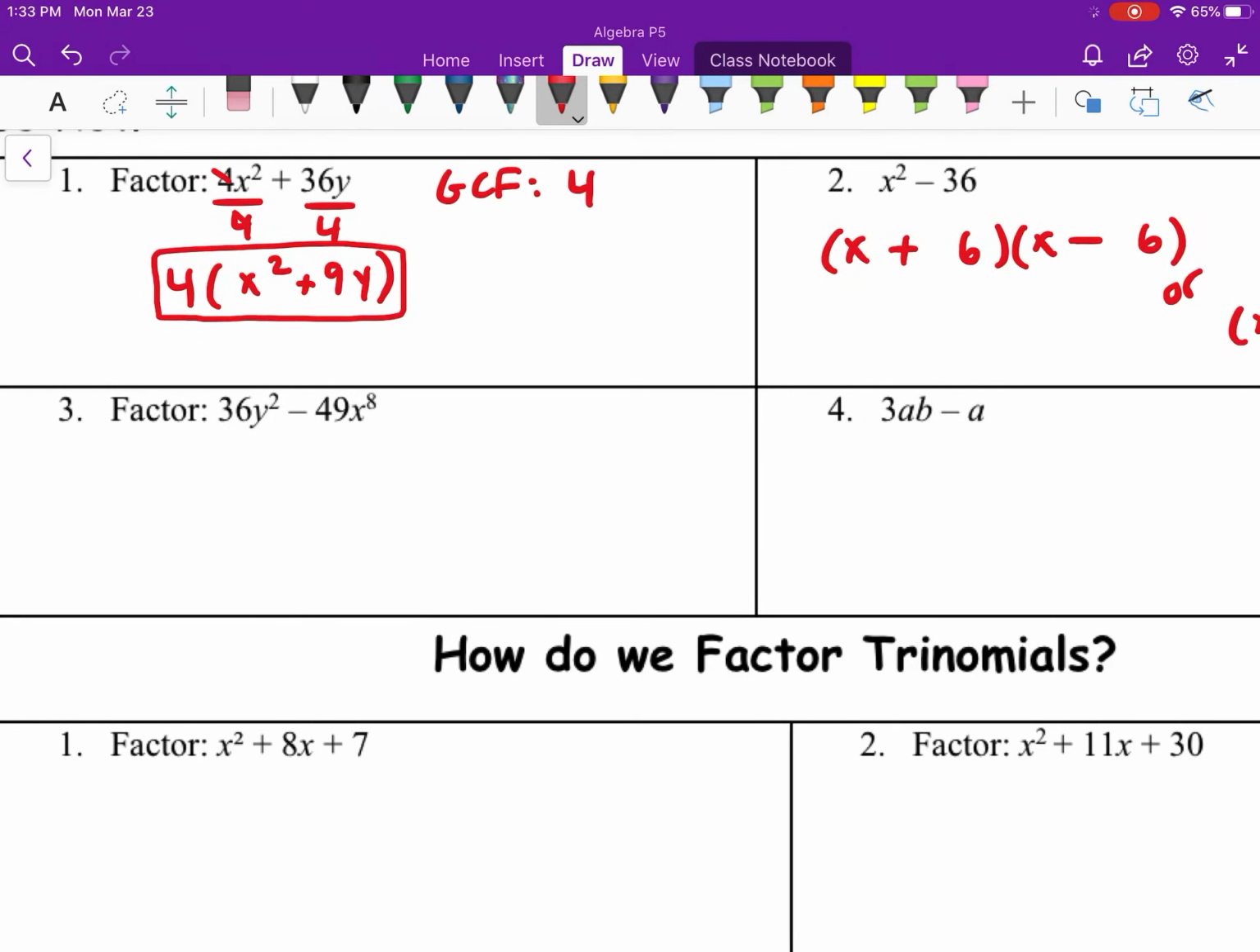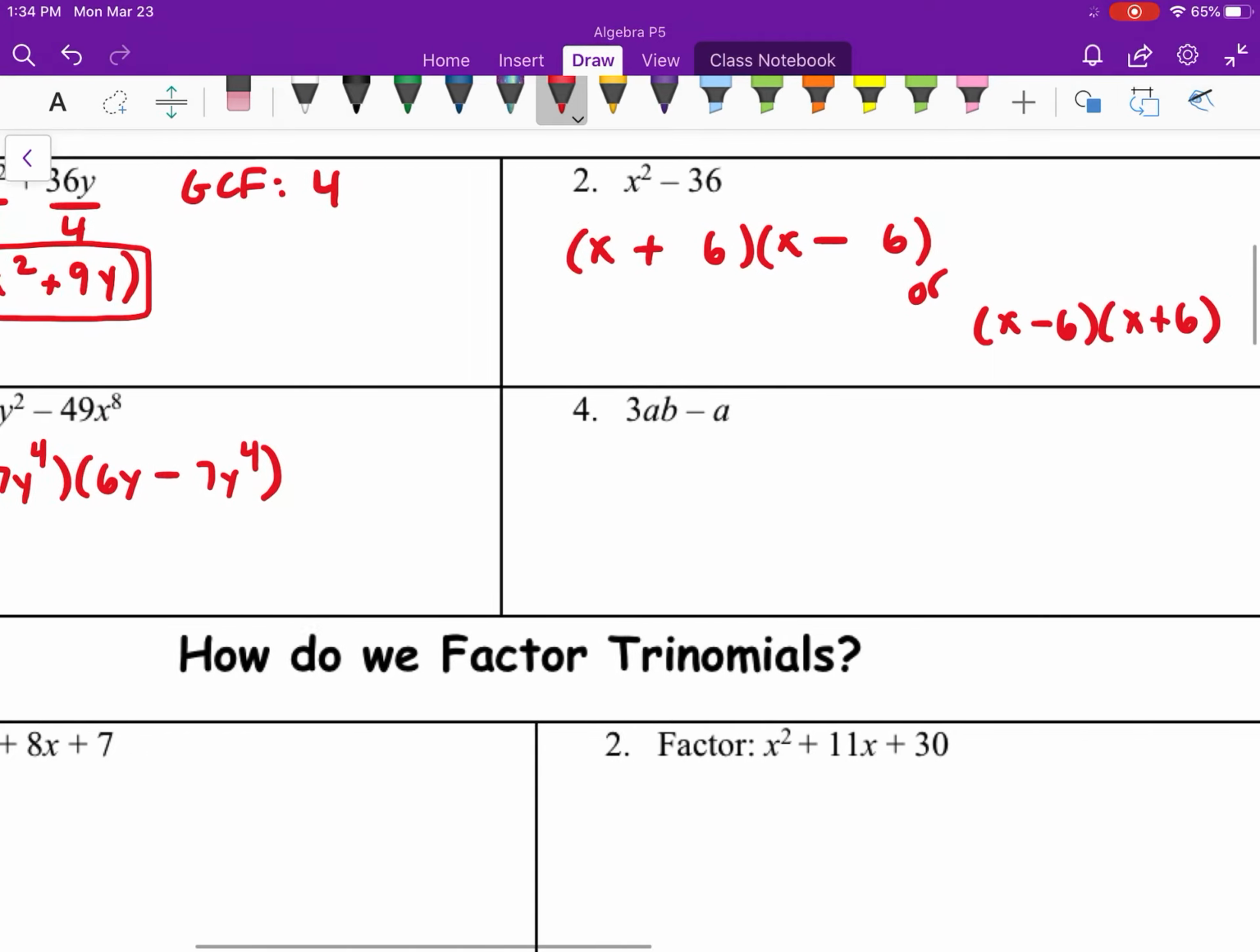Number 3, this one's a little tricky. At first glance, you might notice that both of those terms are perfect squares. 36, 49, those are perfect squares. So is y squared and y to the 8th power. However, well, actually no, I was just going to say that they have something in common, but they don't. So it's not greatest common factor. It's the difference of two perfect squares. 36y squared is 6y times 6y. Put a plus and a minus. And 49y to the 8th is 7y to the 4th, and 7y to the 4th.